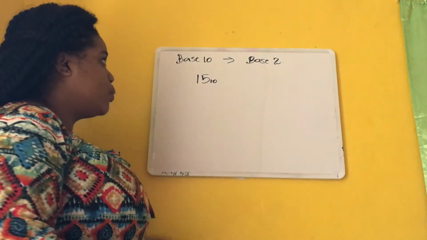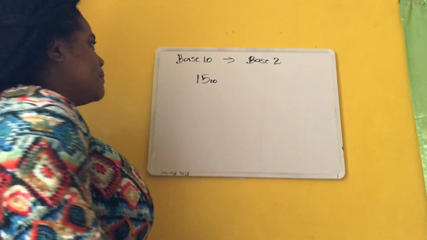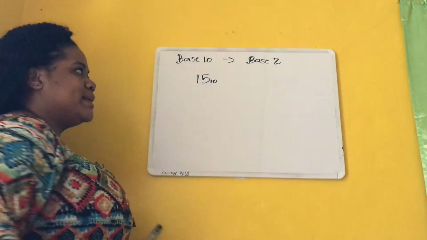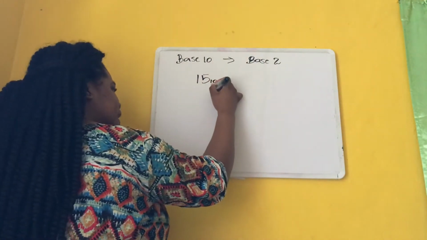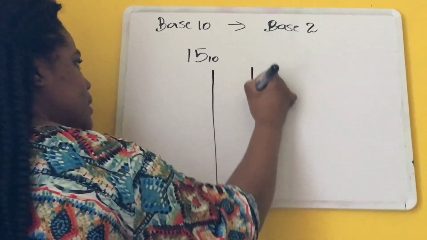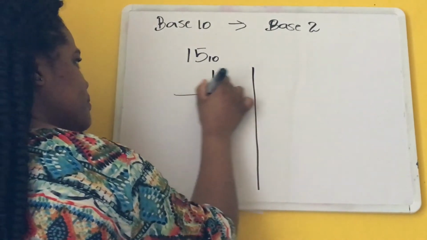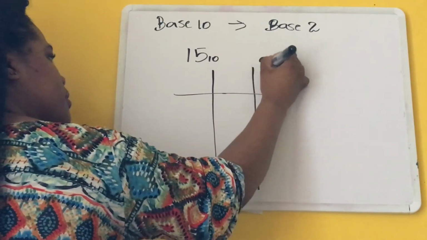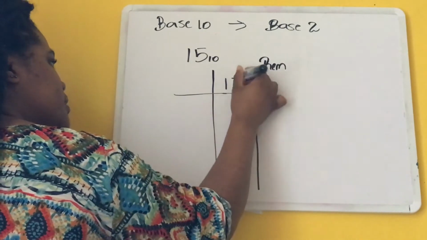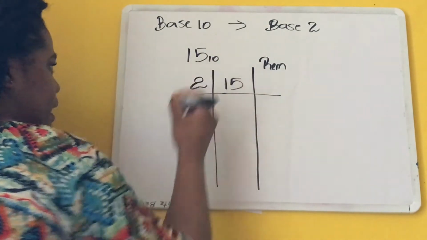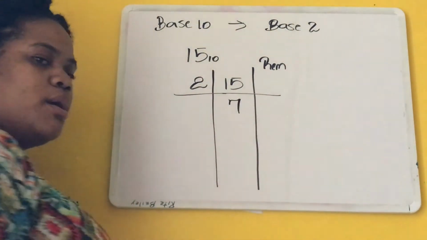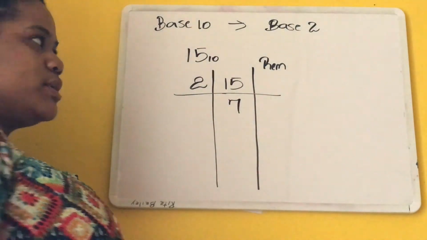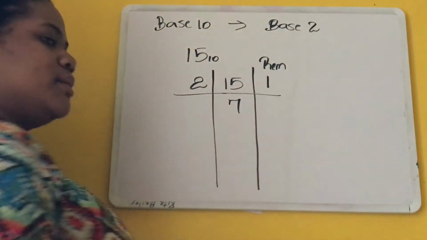Alright, so we are now going to do another example, and we're going to do 15 base 10, and we're converting to base 2. So we're going to again draw up our little diagram here. We're going to put in our remainder, put in what we're dividing and what we're dividing by. So 2 into 15 gives me 7. How many remainders? So 2 times 7 is 14, so we have 1 remainder.